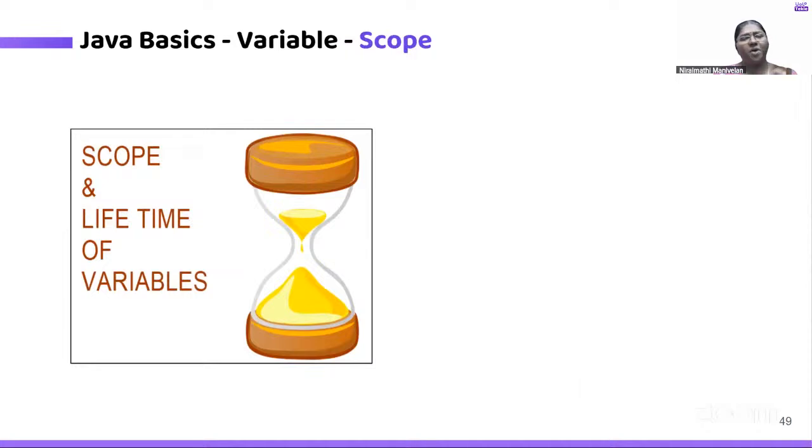When we speak about the variable, teachers, we have something called the scope of a variable. A scope is nothing but the life of a variable, where its lifetime starts and where its lifetime ends. Let me explain in the editor.